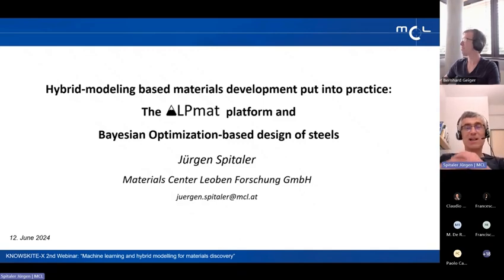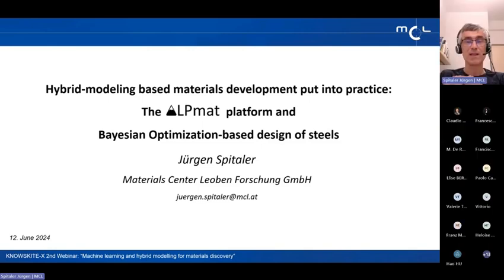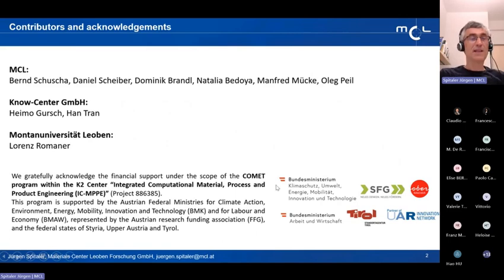So thanks for a nice introduction. I want to present you today how we put hybrid modeling for materials development into practice in terms of the infrastructure, which is the iPad platform we are building up in a larger research project, and how we do Bayesian optimization based design of new steels. This work was done with a series of colleagues from Material Center Leoben, but also from Knowskite Graz, colleagues of Bernhard's, and people from University of Leoben. The activities I'm showing you today are funded by a special funding program in Austria, the Comet Competence Centers.